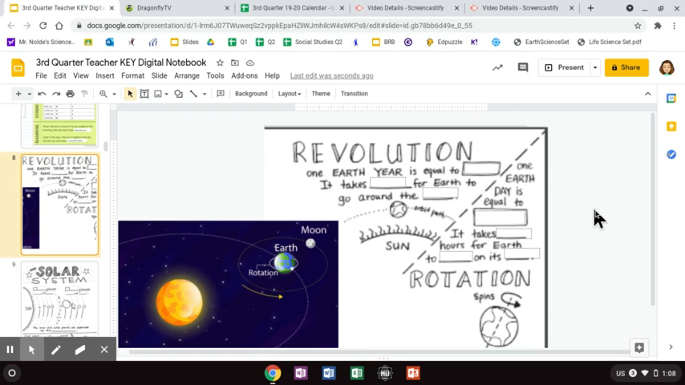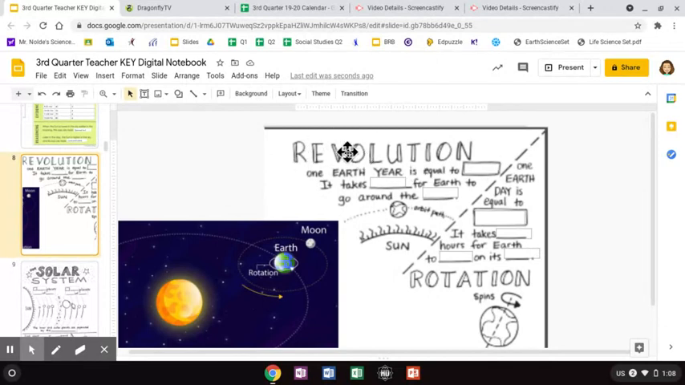Okay, today we are doing slides 8, 9, and 10. We've talked about rotation. Now we're going to look at the difference between rotation and revolution, because that is a really important takeaway for you guys for 5th grade: to understand the difference between Earth's rotation and revolution, and just understand the difference in general between the terms revolution and rotation.